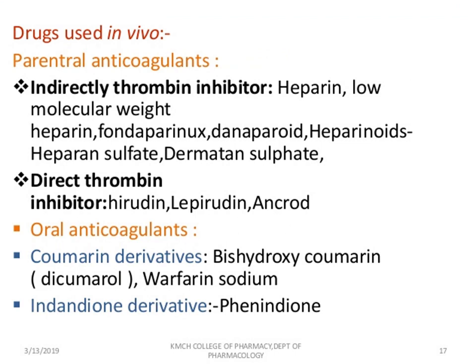Drugs used in vivo. Parenteral anticoagulants. Indirect thrombin inhibitors: heparin, low molecular weight heparin, fondaparinux, danaparoid, heparinoids, heparan sulfate, dermatan sulfate. Direct thrombin inhibitors: hirudin, lepirudin, and argatroban. Oral anticoagulants: first, coumarin derivatives; second, indandione derivatives. The example is phenindione.